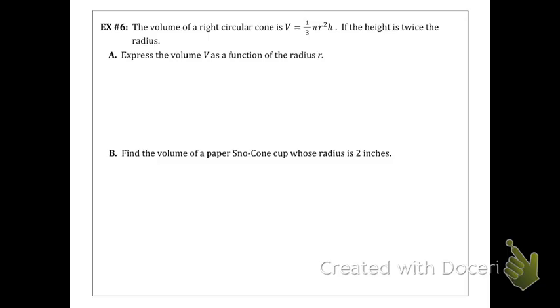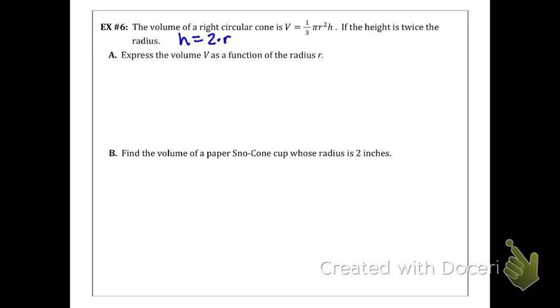All right, example 6 says the volume of a right circular cone is V equals 1/3 pi r squared h. If the height is twice the radius, express the volume as a function of the radius r. All right, so we know the height is twice. Height is twice means 2 times the radius. So the height is 2r.